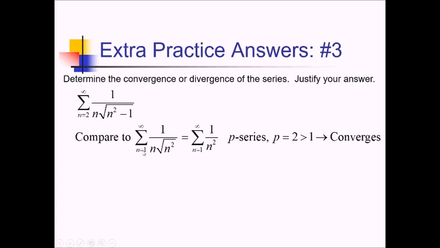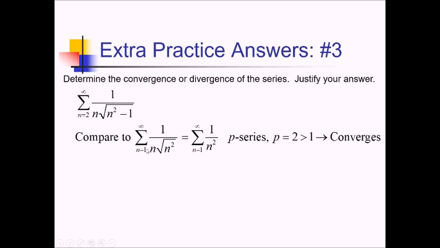In order to do that, though, direct comparison is going to be a little tough. Since the denominator down here is smaller than the comparison series, that means that this fraction is bigger than the comparison series. If you're bigger than something that's converging, that doesn't really show a whole lot, so direct comparison is not going to work so well here. So we will go with limit comparison instead.